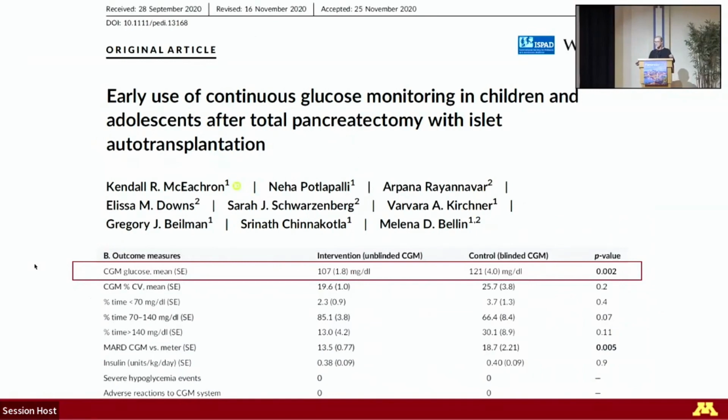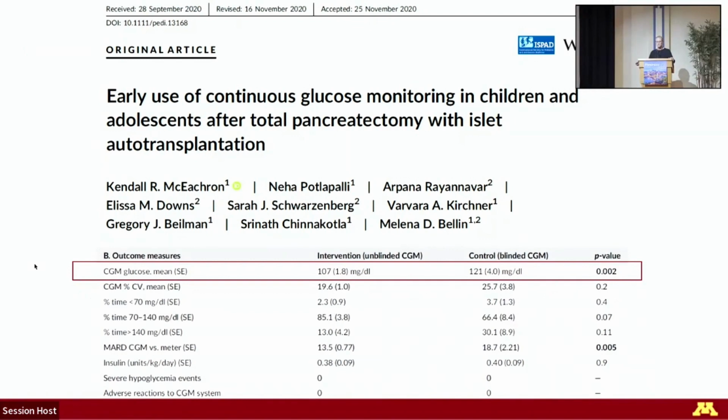So CGMs are really standard of care now, I think, for diabetes, including both our kids and adults who have TPIAT. Unfortunately, less so in the chronic pancreatitis population, although I think they should be standard of care for people who are on insulin therapy. But a number of years ago, when these were not quite yet standard of care, and the Dexcom G6, which is one of the most widely used, was just coming out, we looked at this early after surgery just to demonstrate what the role would be.